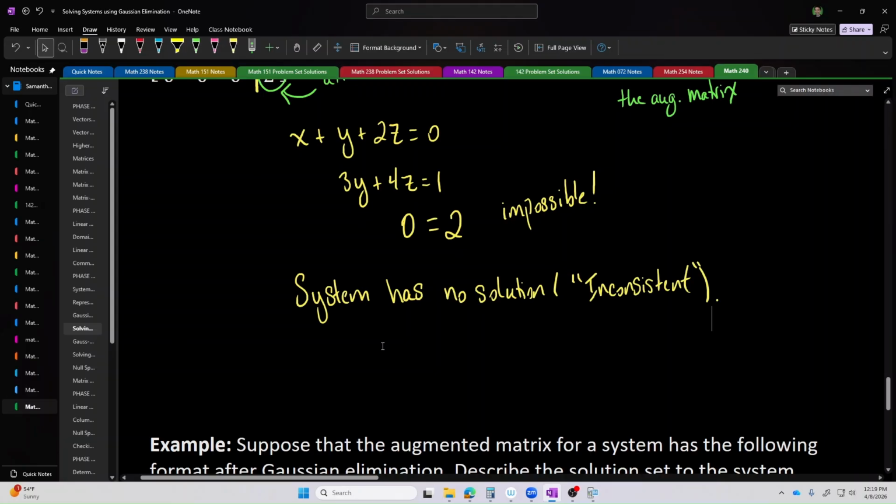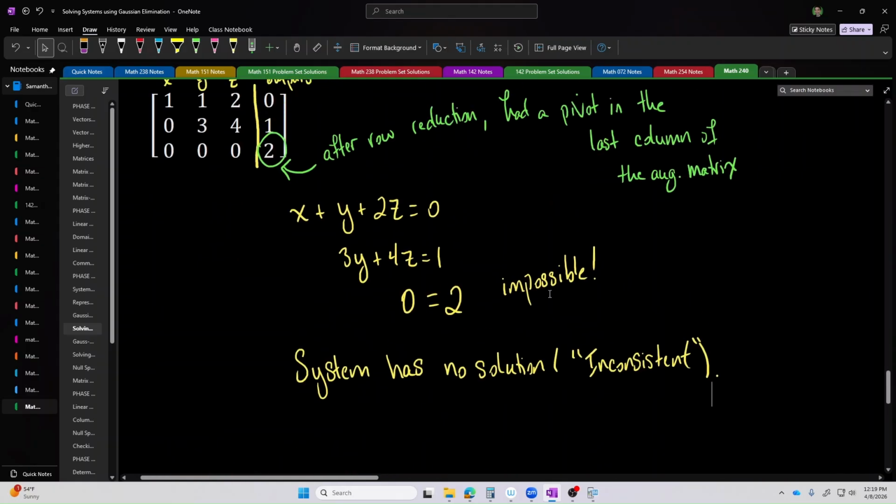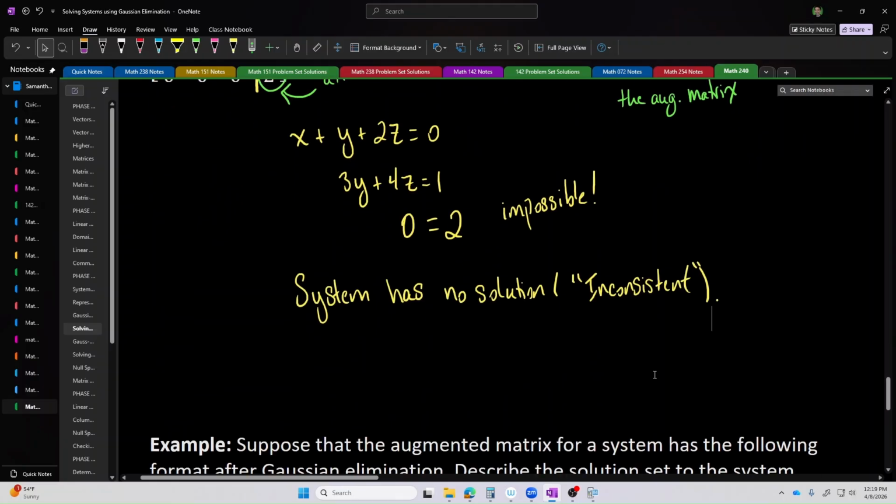So that would be the conclusion that we would draw about the system based on this augmented matrix given to us in this example. It had a pivot in the outputs column, huge red flag, because that corresponds to an equation like 0 equals some non-zero value, which means that the system cannot be satisfied.